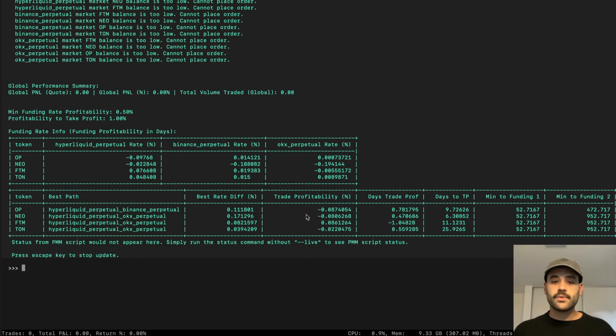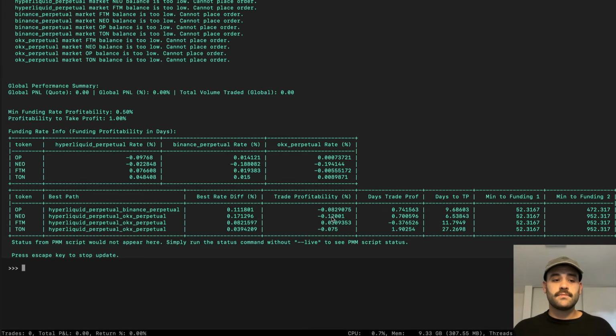Here, as you can see, we also have this trade profitability percentage column. This is the difference between the resulting prices of going long and short that we are going to have on each exchange, plus the transaction cost. I call it trade profitability because it involves all the trading activity that you need to do in order to keep those positions up and running.